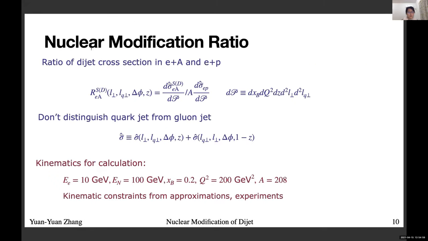Okay, so the quantity we use to quantify the nuclear modification in dijet is the nuclear modification ratio. The definition of the ratio is the cross section in eA over A times the cross section in ep. Since we do not distinguish the quark jet from the gluon jet in the experiment, the cross section here is the sum of the cross sections with quark and gluon kinematics exchanged. And here we list the kinematics for our calculation.